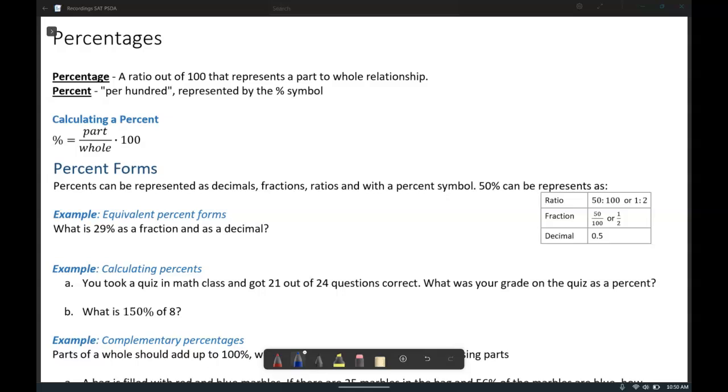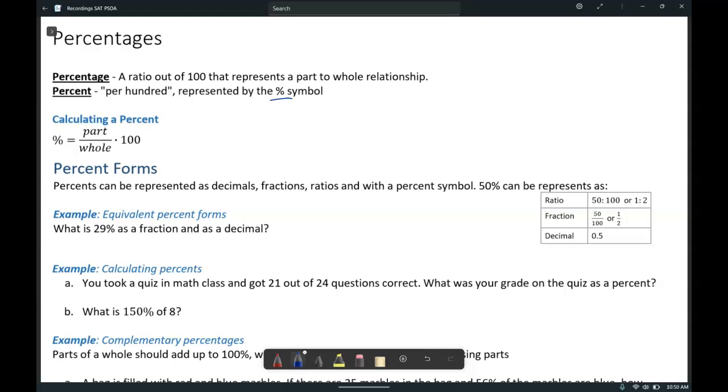In our last lesson, we talked about units, unit rates, proportions, and now we're going to move into percentages, which is a type of proportion, but it's always a ratio out of 100. Okay? So a ratio out of 100 that represents a part to whole relationship. Percent literally means per 100, and it's represented using the percent symbol.